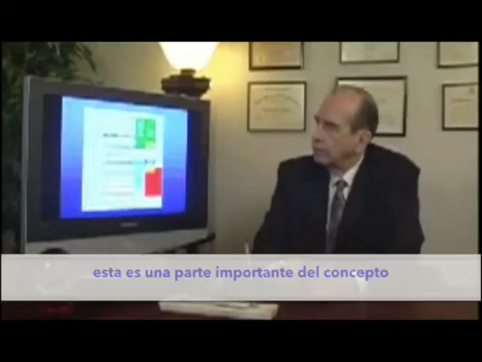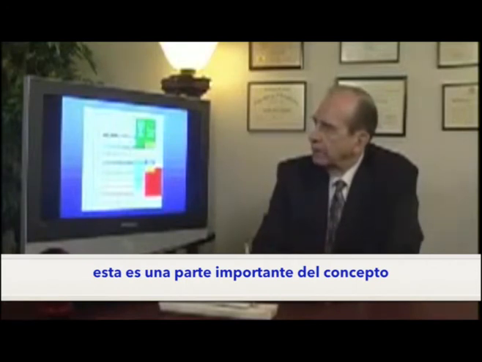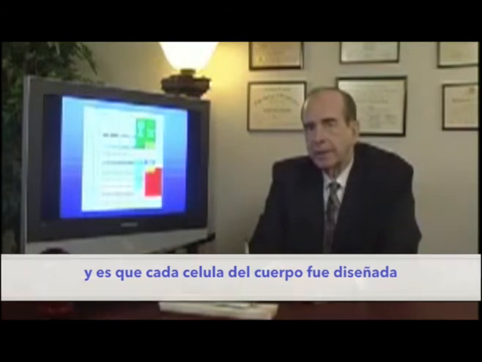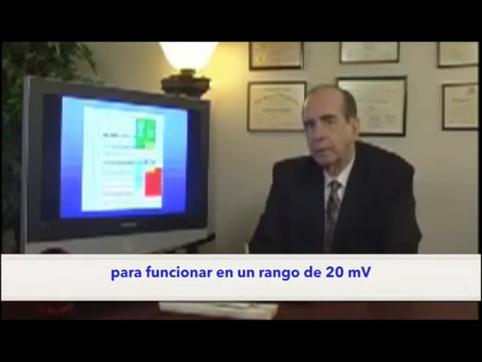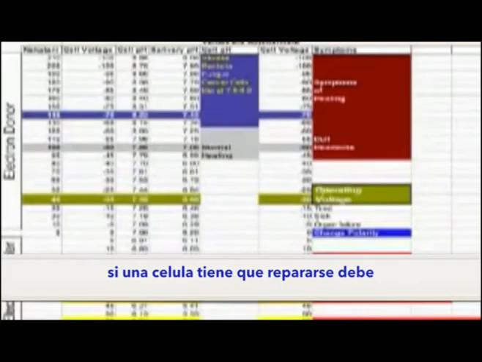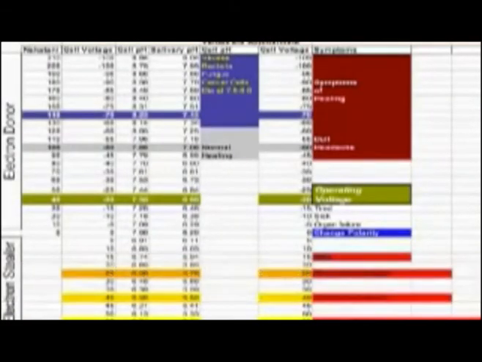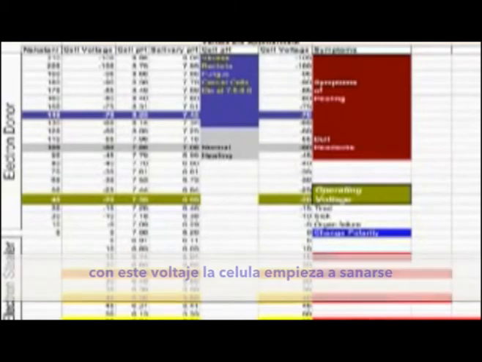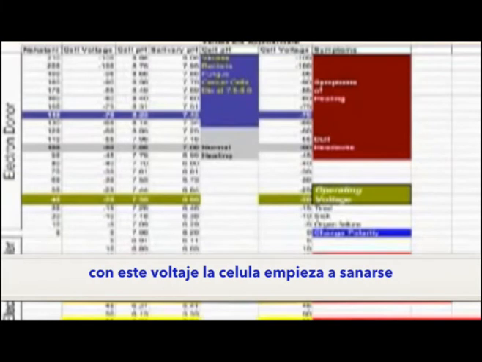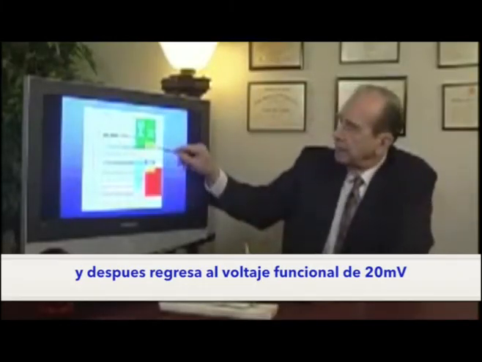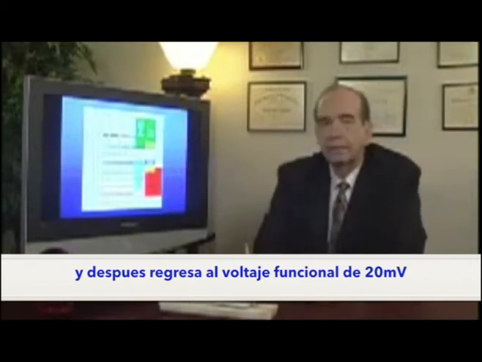Now this is one of the most important parts of the concept, and that has to do with the fact that every cell in the body is designed to run at approximately minus 20 millivolts. So when a cell is doing its job and needs to have some repair work done, it'll kick its voltage up to approximately minus 50 millivolts. At minus 50 millivolts, the cell has enough horsepower to begin the process of healing itself, and then it goes back to the operating voltage of minus 20 millivolts.